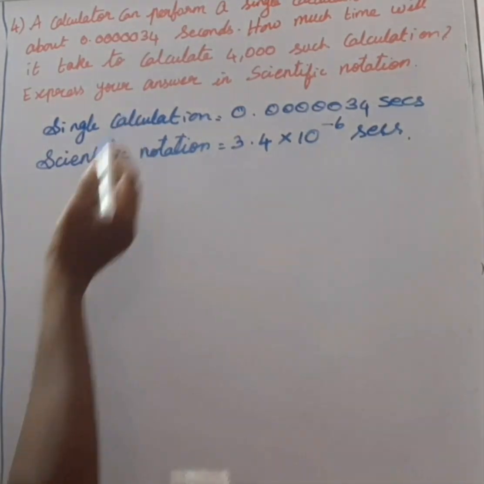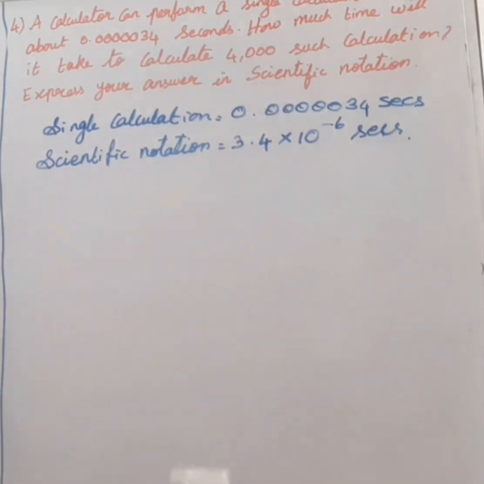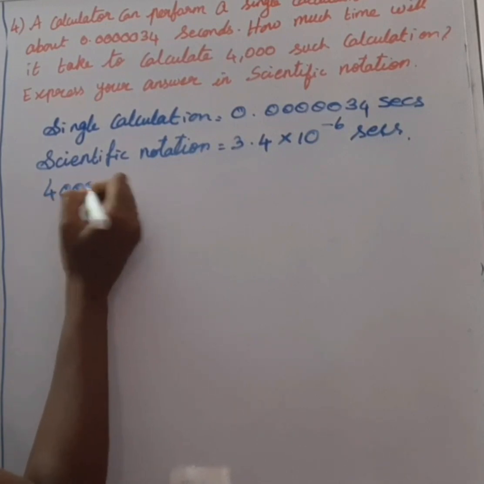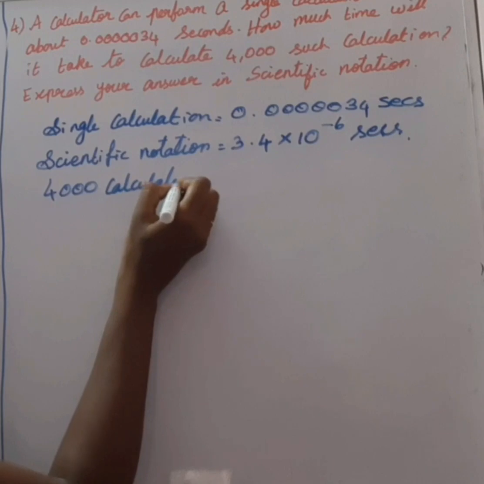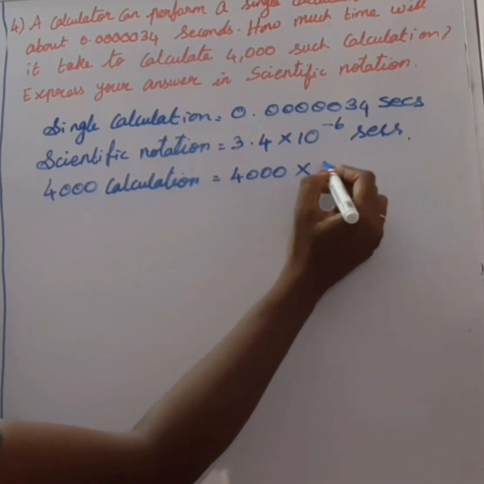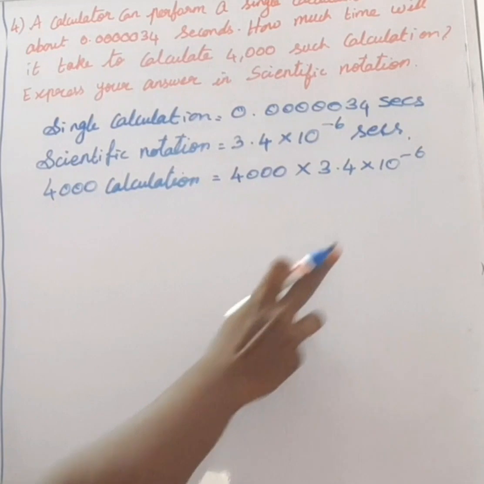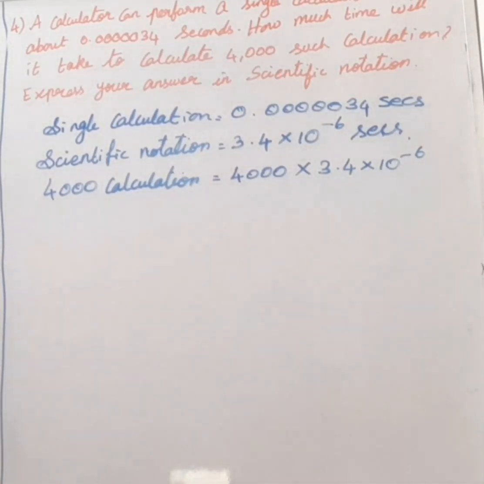Now, what do we want to find? How much time will it take to calculate 4,000 such calculations? Here we found the scientific notation for a single calculation, and we need 4,000 calculations. So 4,000 calculations is equal to 4,000 into 3.4 into 10 power minus 6, because the single calculation value is 3.4 into 10 power minus 6.